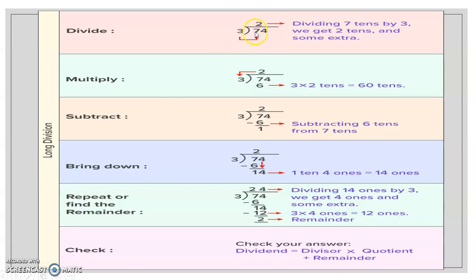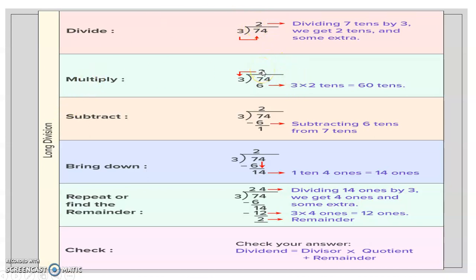74 divided by 3. 74 is the dividend, 3 is the divisor. So what do we do? We divide 7 by 3. This 7 by this 3. How many times? We get 2. Go to the next step, which is what? To multiply.